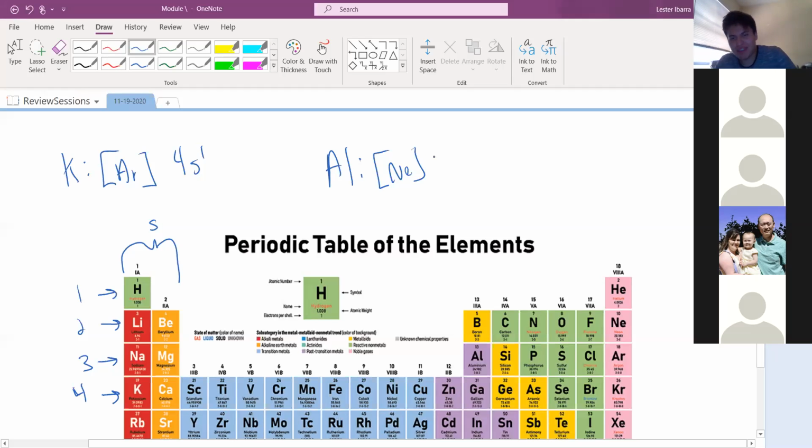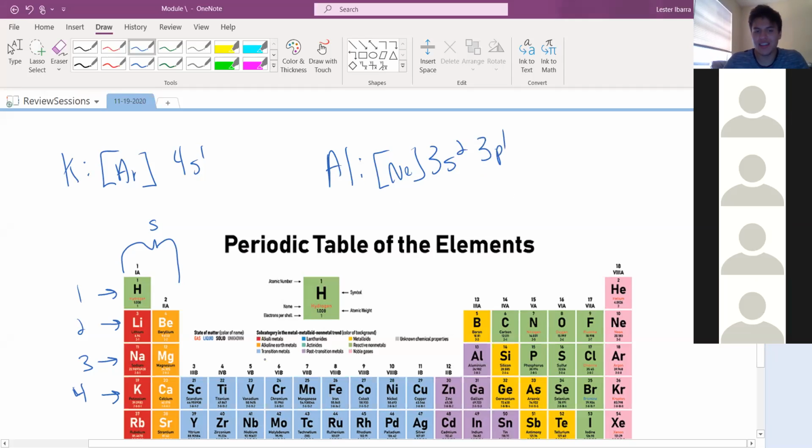It's kind of like a checkpoint, basically. And then after that, what will we put? 3s2, because after neon, we go to here and we have 3, and then we're in S, and it's 2. So we put 3s2, and after that? 3p1, because we're still in the 3 energy level, but now we're in the P section. In that section, we have the first one, aluminum, so 3p1.